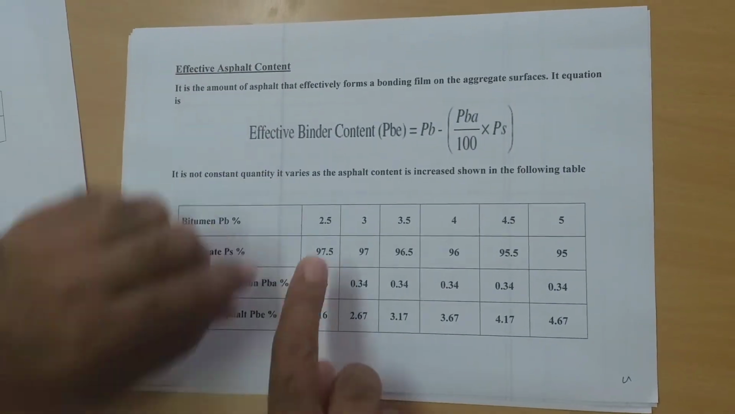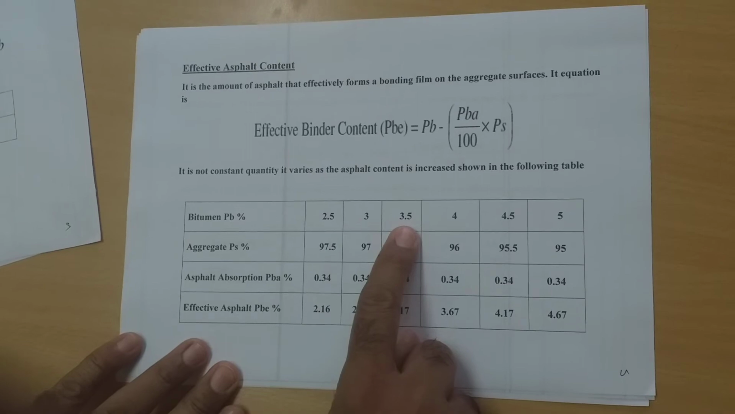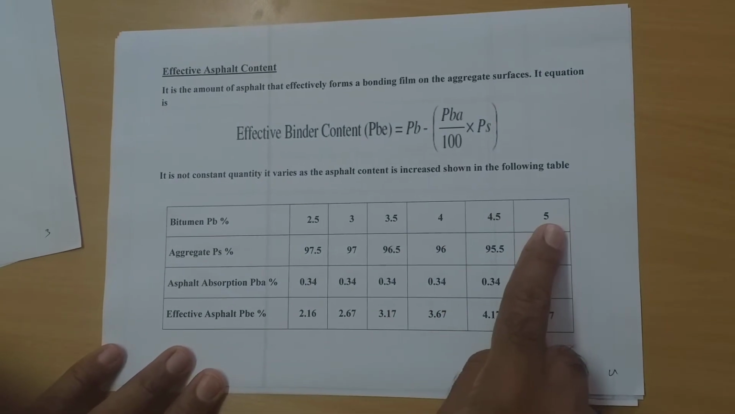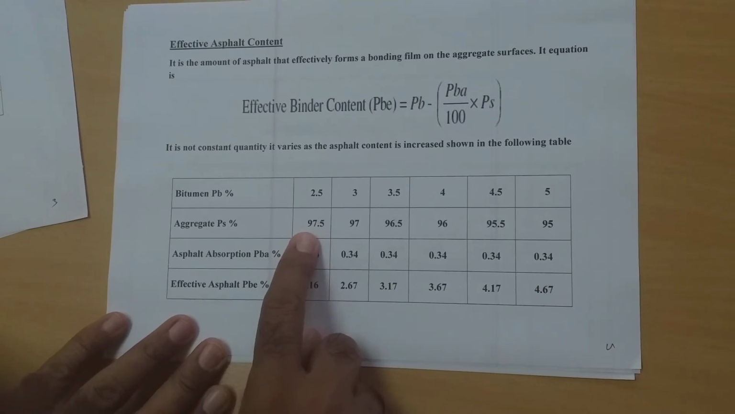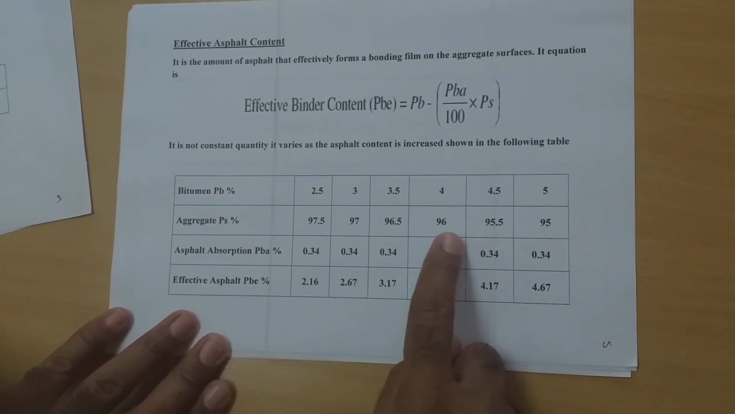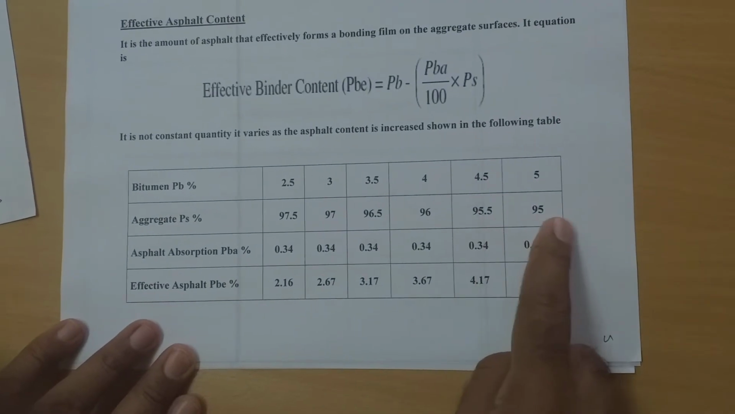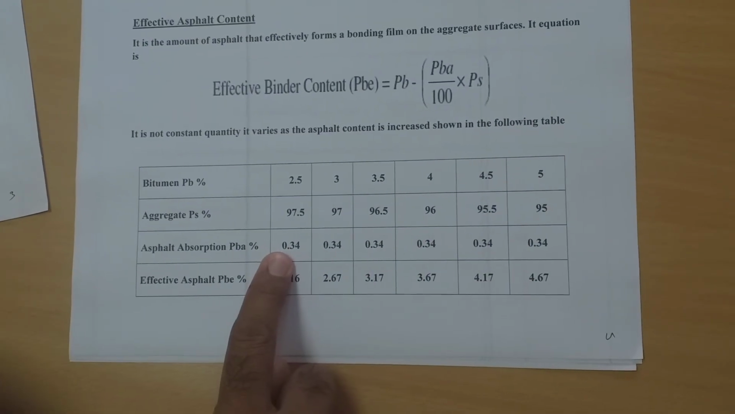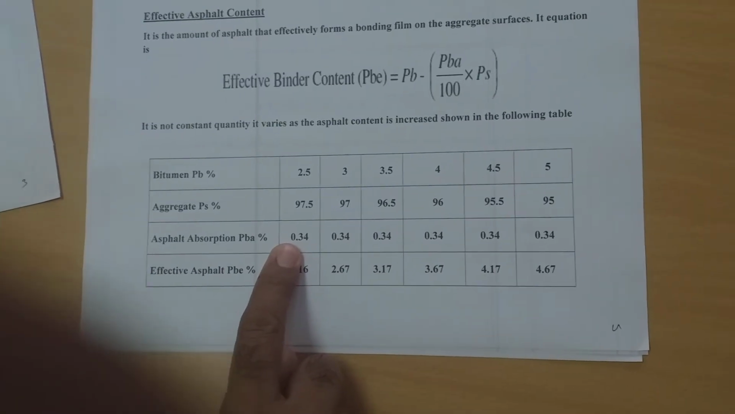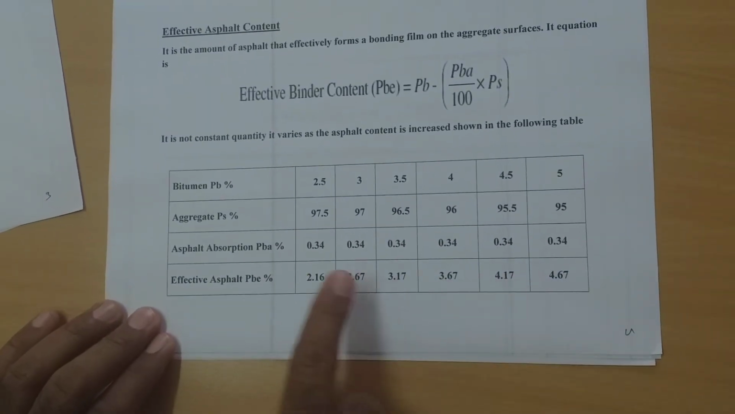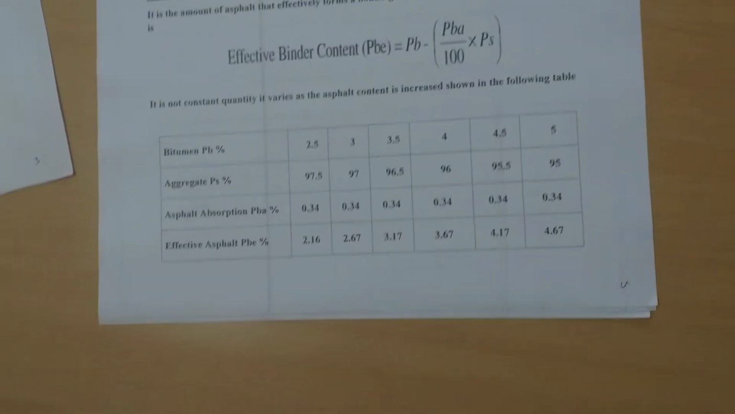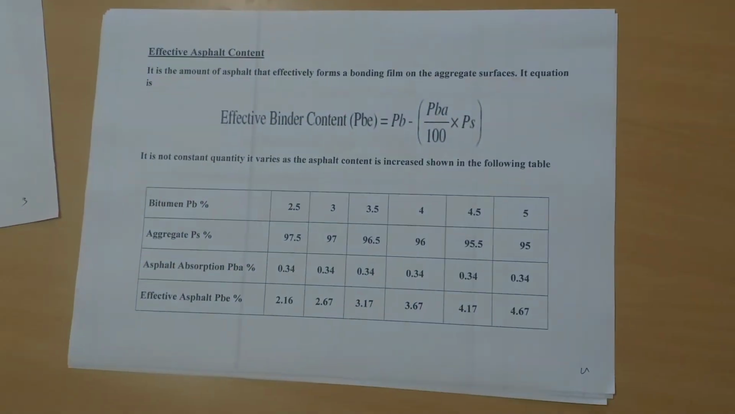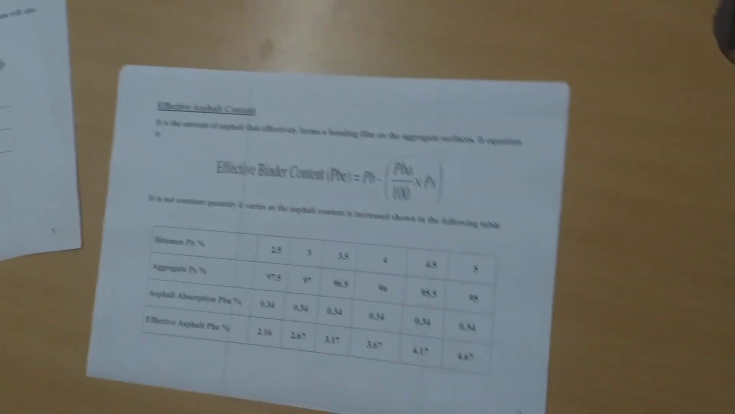First, my bitumen content: 2.5%, 3, 3.5%, 4, 4.5%, and 5%. This is my percentage of aggregate in the mix: 97.5, 97, 96.5, 96, 95.5 and 95. Absorption, as I have calculated in my previous slide, is 0.34. When I put all these values in this expression, just for one example, I will show you how I make the calculation by using these values.